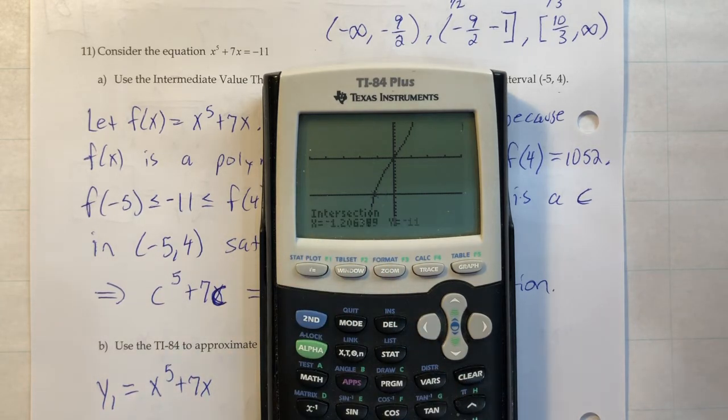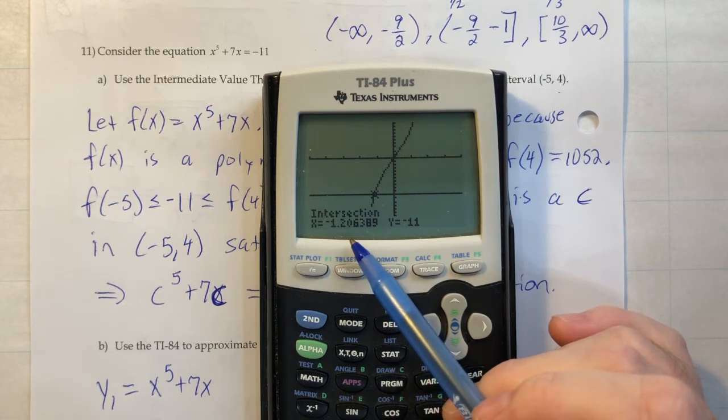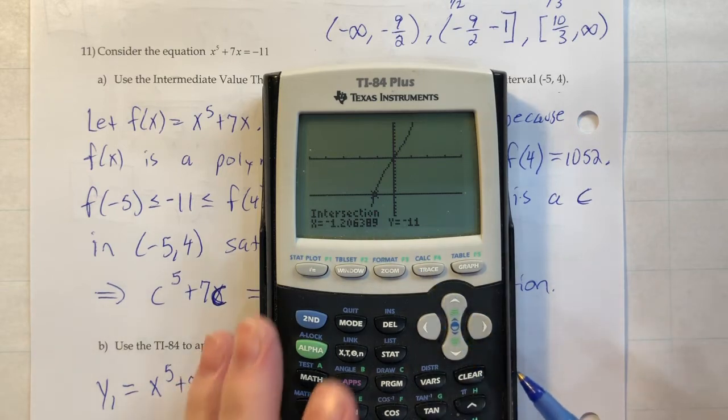But if you press enter one more time, it'll figure out precisely where that is, or at least to many decimals. They want us to give that answer to 4 decimals, so negative 1.206. There's a 3, but it's followed by an 8. So negative 1.2064.